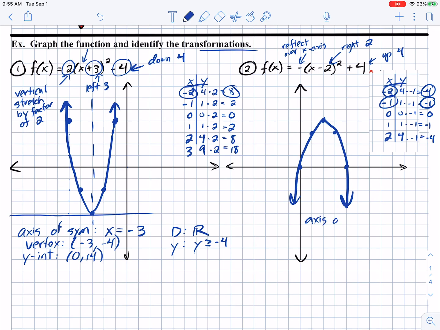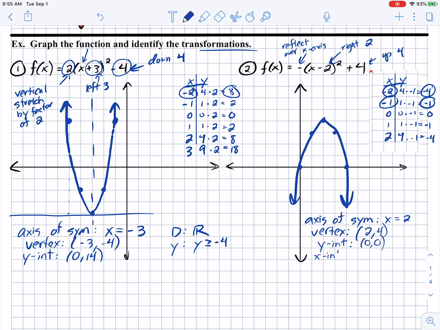Axis of symmetry would be at x equals 2. It's the x-coordinate of your vertex. The vertex was at +2, 4. Y-intercept is at 0, 0.